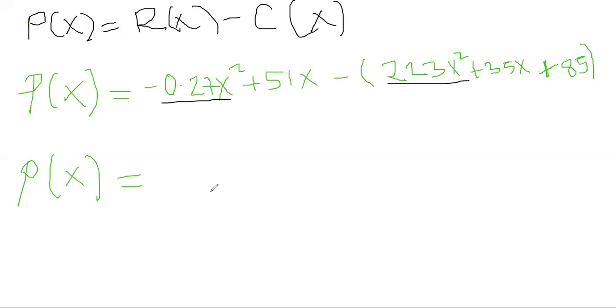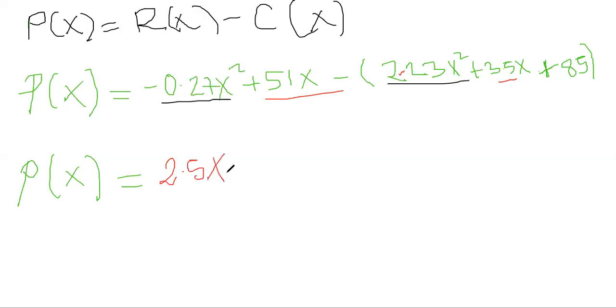All right. So we have this. We collect the like terms. If you look at this, this and these are like terms. Another like terms is what? This and this are like terms. So we have one constant here. We have no constant here. So all you need to do is collect the like terms. So minus 0.27x raised to the power of 2 minus 2.23x raised to the power of 2 will give us what?